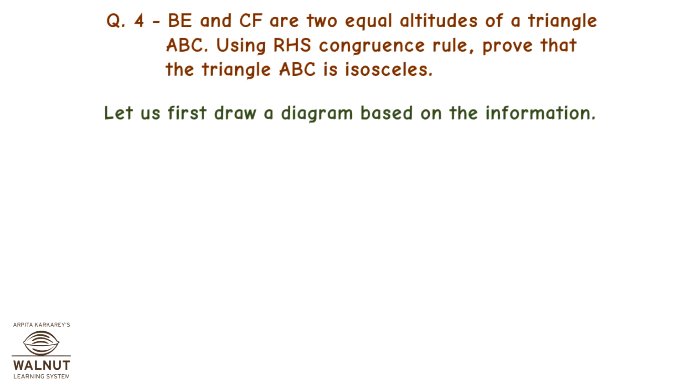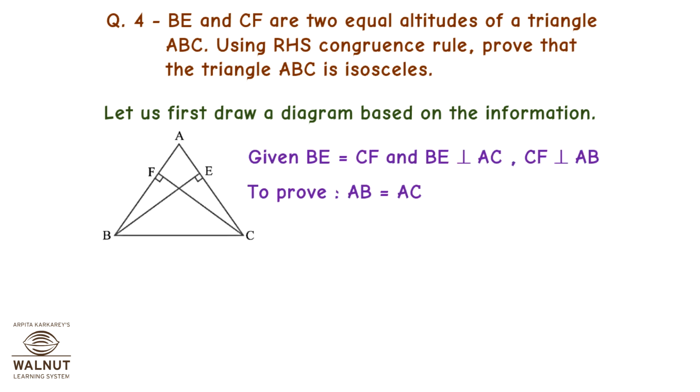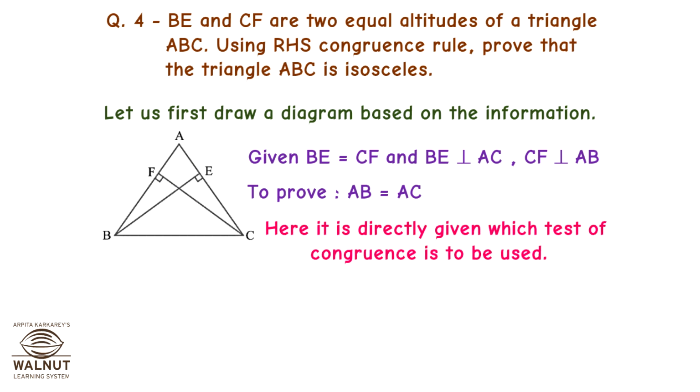Let us first draw a diagram based on the information. Given BE is equal to CF and BE is perpendicular to AC and CF is perpendicular to AB. We have to prove that AB is equal to AC. Here it is directly given which test of congruence is to be used.